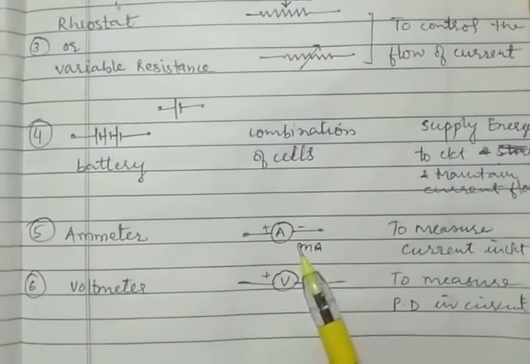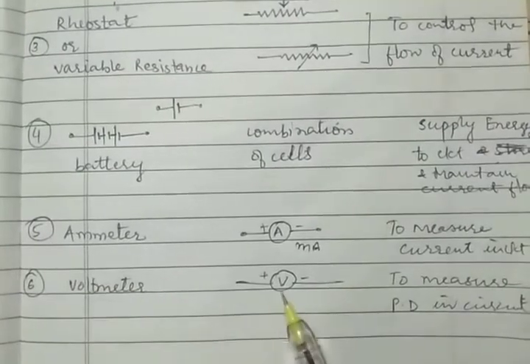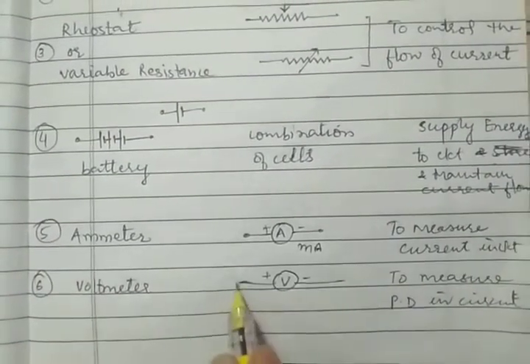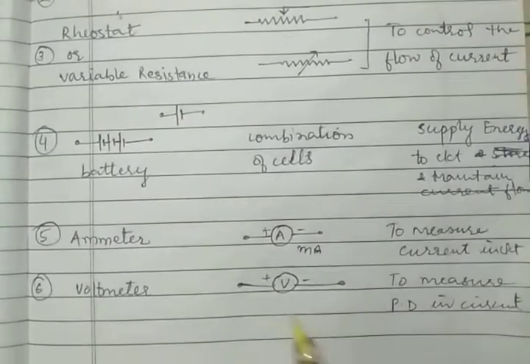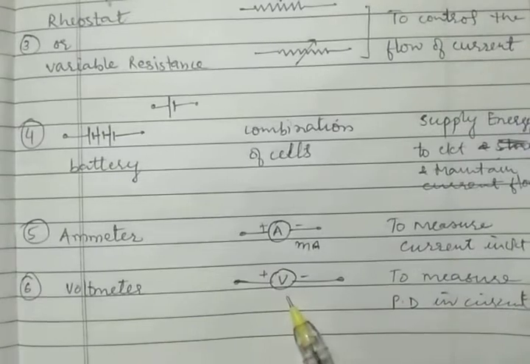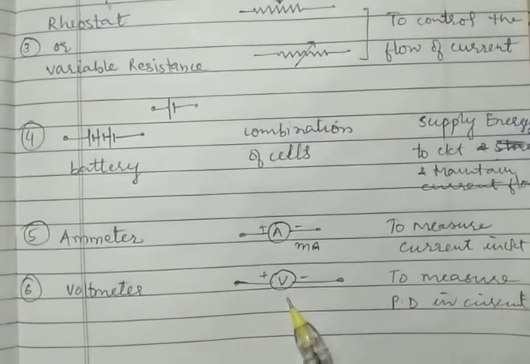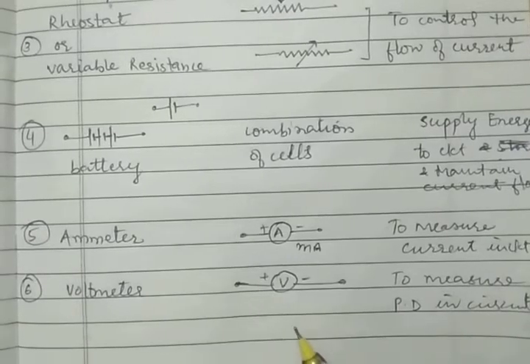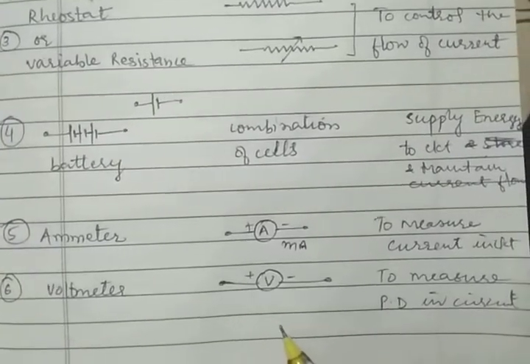The voltmeter is represented as V in the circuit with plus and minus terminals, and this voltmeter is used to measure the potential difference in the circuit. This was all about the electric components, electric circuit, and the potential difference. In the next class we will discuss Ohm's law.